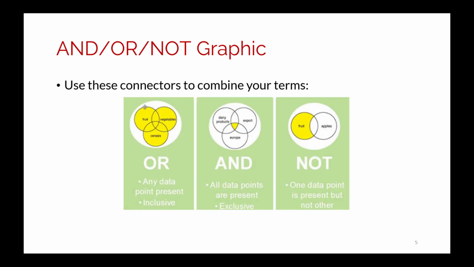Here's a graphic of AND, OR, and NOT, your connectors. OR is more. It's used to group similar terms: CVA, or stroke, or cerebrovascular accident. AND is used to group different elements of your PICO search: stroke, and, balance, and whole body vibration. NOT is more rarely used.